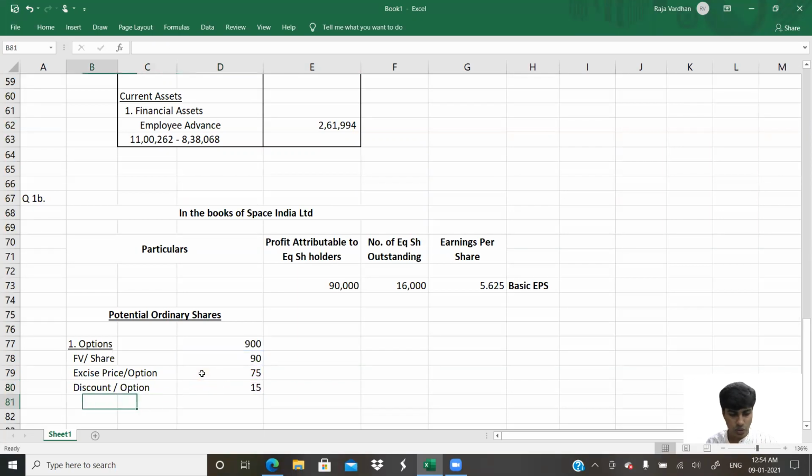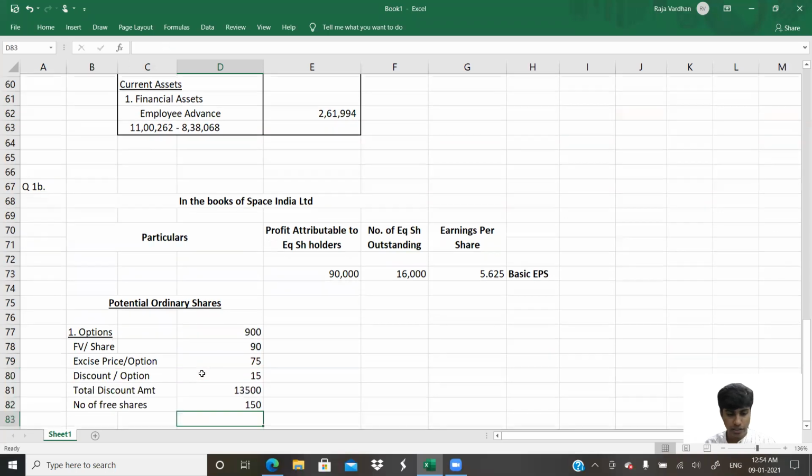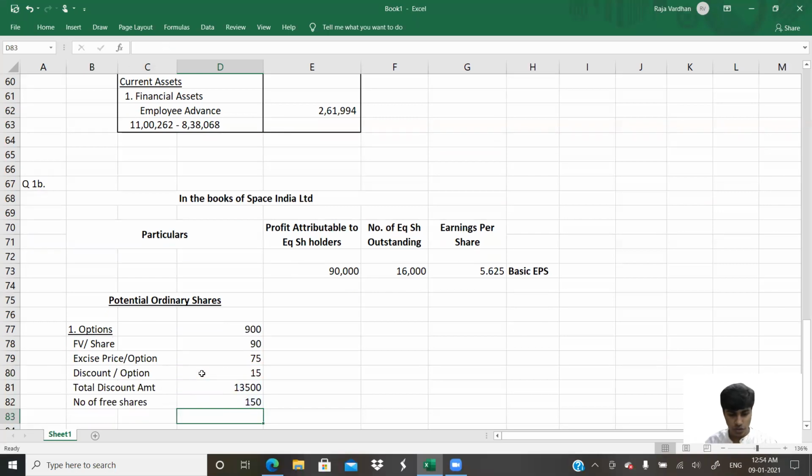You get that? So total discount money. Total discount amount is how much? That is 15 rupees per share into 900 options, so 13,500 rupees. You get that? So number of free shares given. How many shares were given free? That is 13,500 divided by 90. That gives me 150. So this is how you write it.